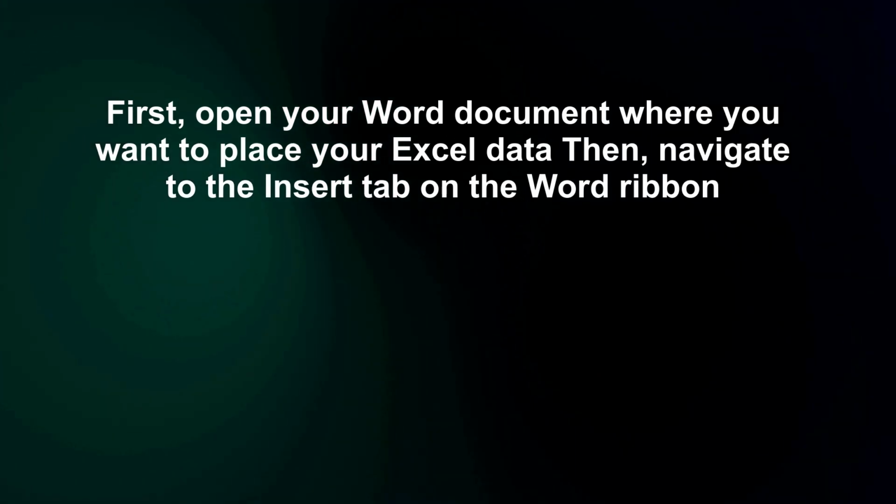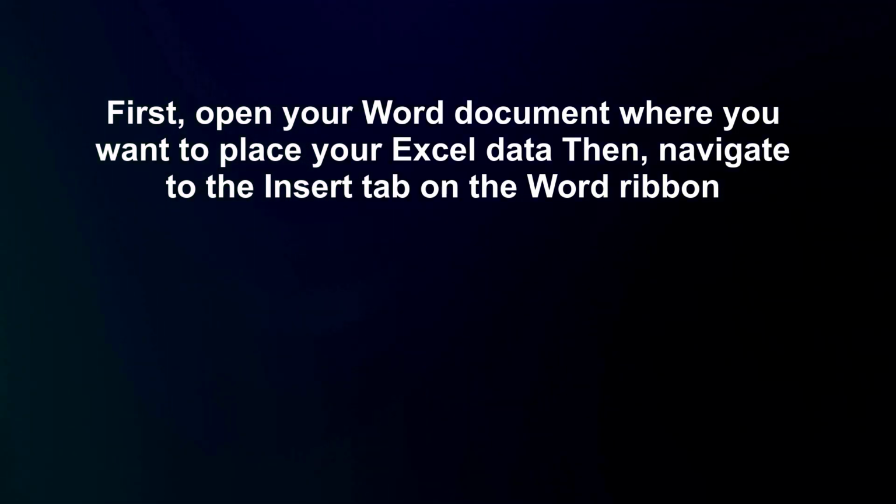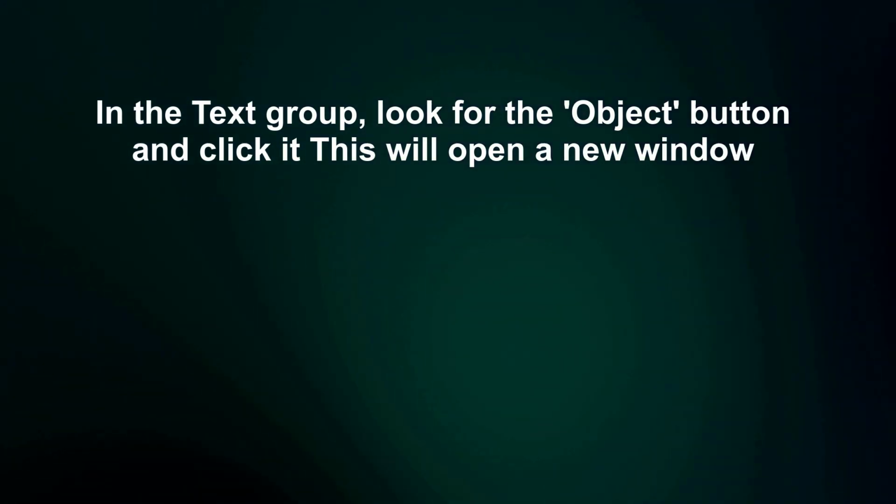First, open your Word document where you want to place your Excel data, then navigate to the Insert tab on the Word ribbon. In the text group, look for the Object button and click it. This will open a new window.